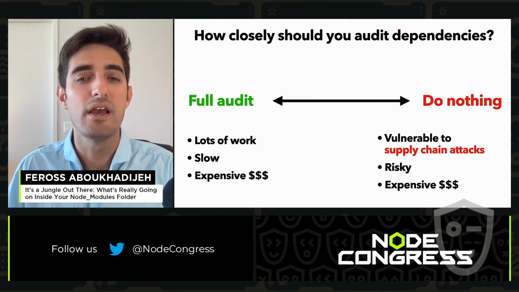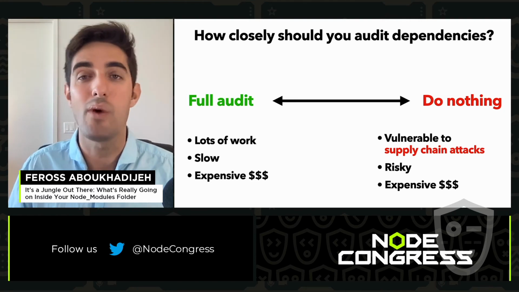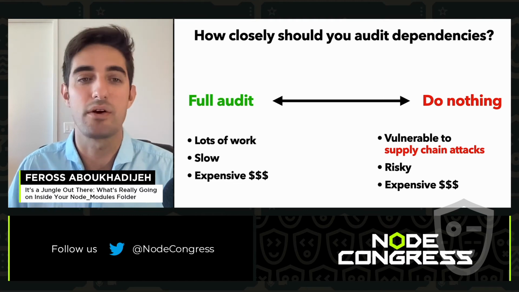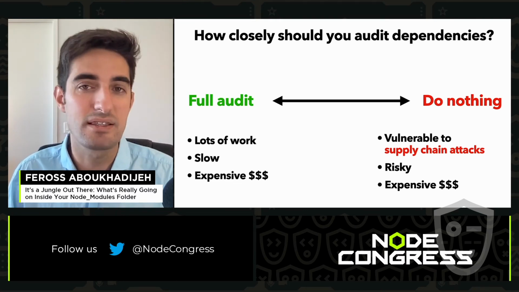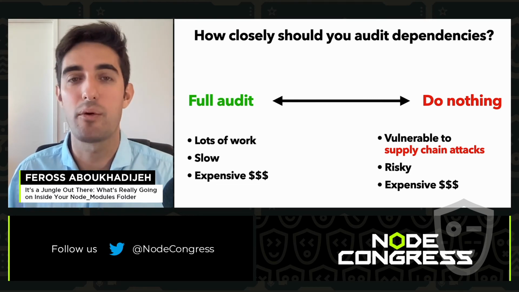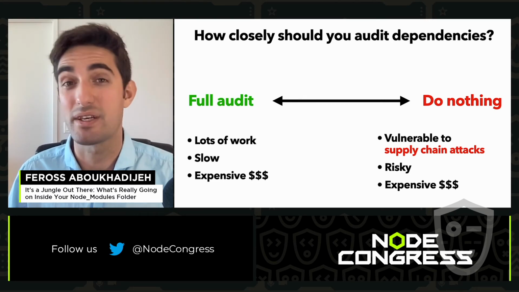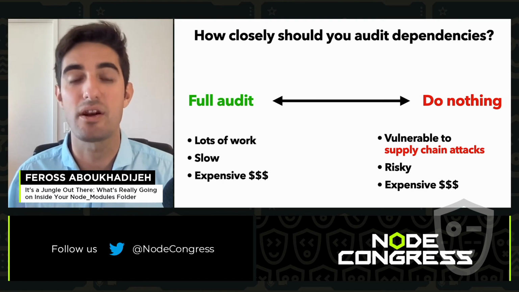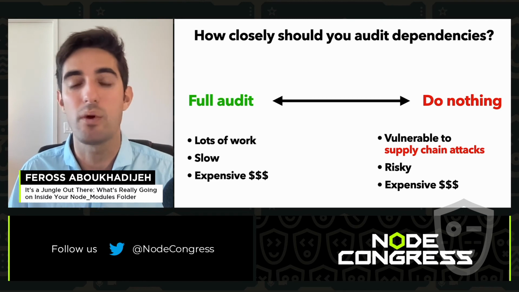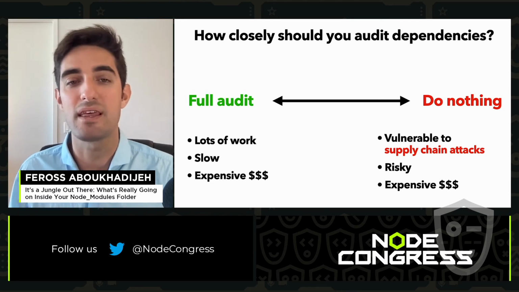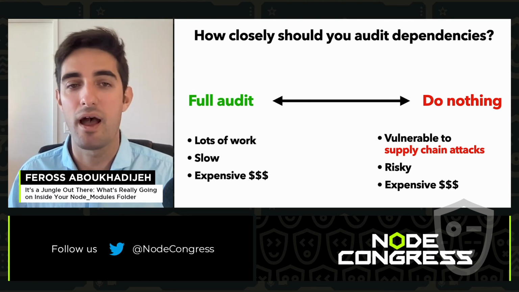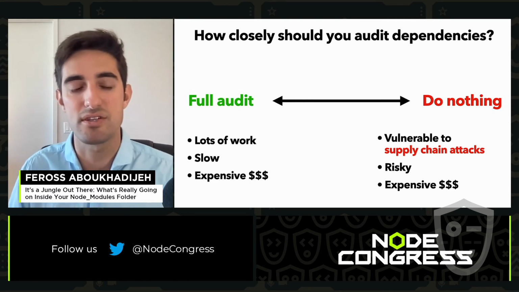On the other hand, doing nothing and just installing whatever you want without even looking at the code has its downsides. So it means that you're vulnerable to supply chain attacks. It's risky, and a breach or bad security press can be expensive, especially as regulators start to crack down on this issue more. And so this is another difficult trade-off. What do you do? And most teams, I think, err on the side of doing nothing. But I think this is just a hard problem.